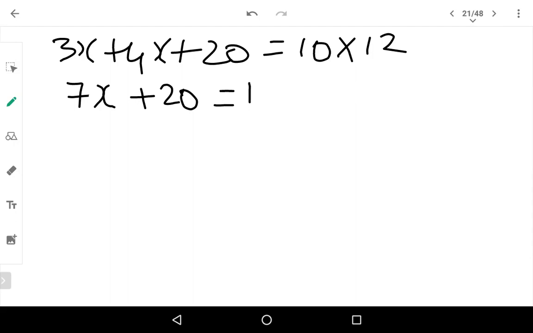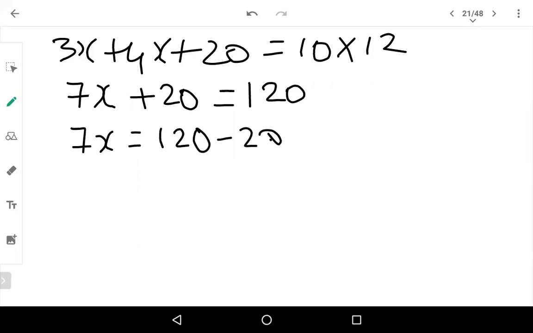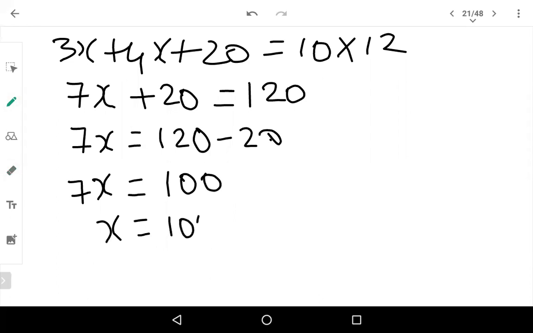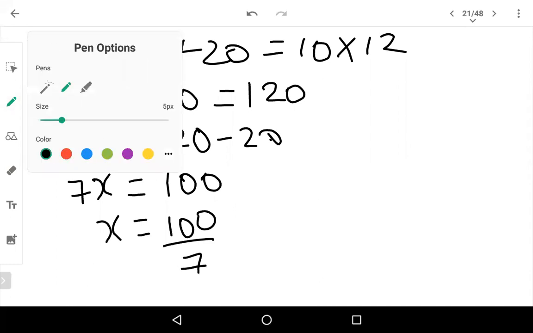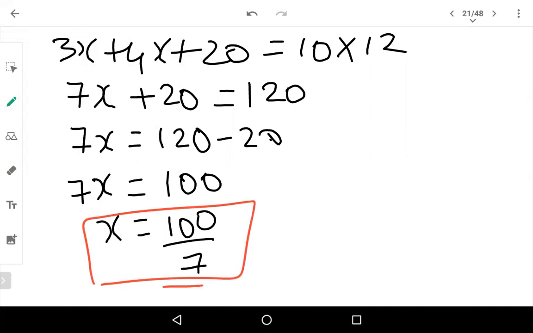12 tens is 120. So next step is 7x is equal to 120 minus 20. That will give me 7x is equal to 100. x is equal to 100 divided by 7. So this is going to be the value of x. Understood? Any doubts in here?